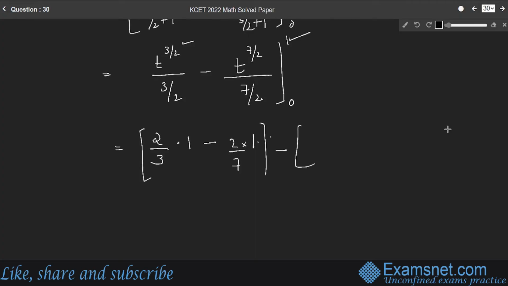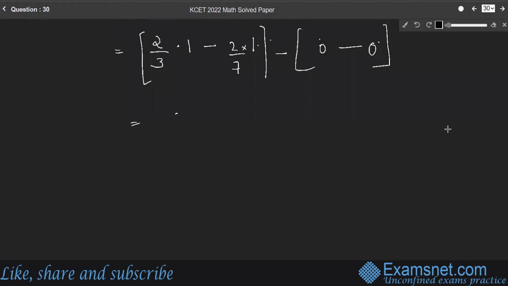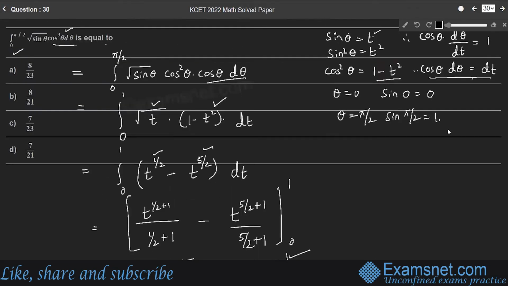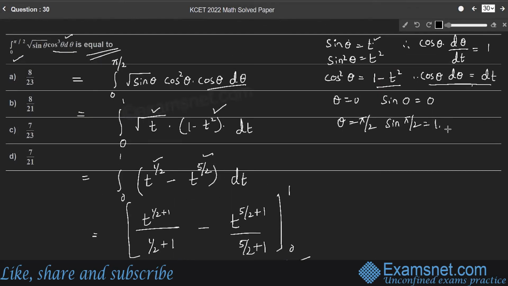Minus, so when the value of t is 0, 0 raised to any number is 0 itself. So no need to write the remaining part here. The next term is also 0. Therefore, 2 by 3 minus 2 by 7. Here the LCM is 21, so 3 into 7; therefore 2 into 7 is 14, and 7 into 3 is 21. Therefore 2 into 3 is 6, which is nothing but 8 by 21, the final answer. Right? So the value of the given expression is equal to 8 by 21. Option B.